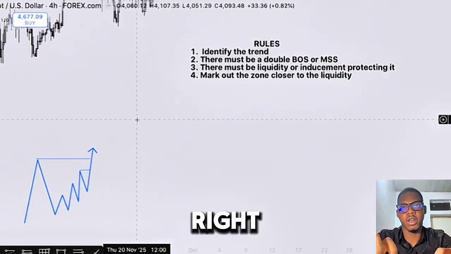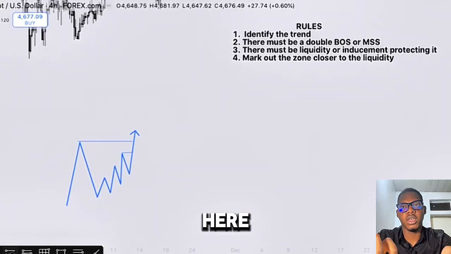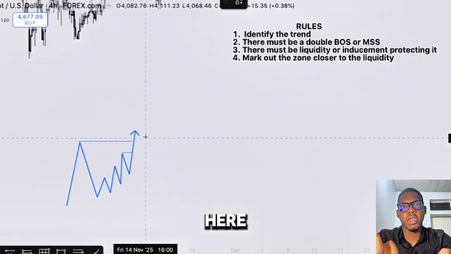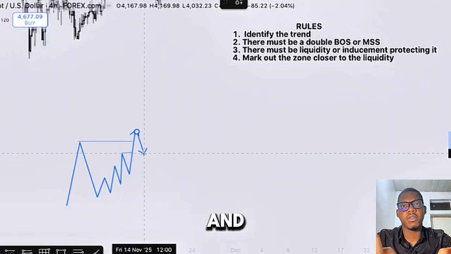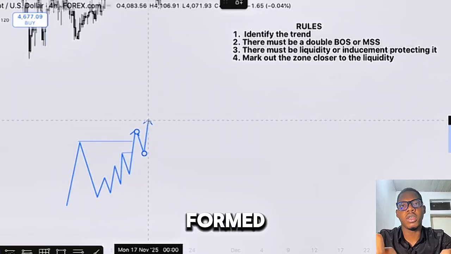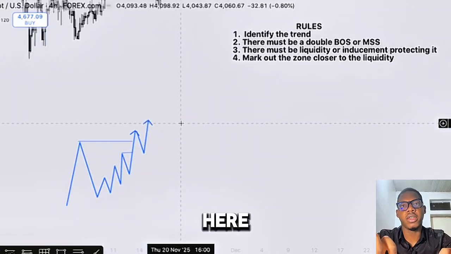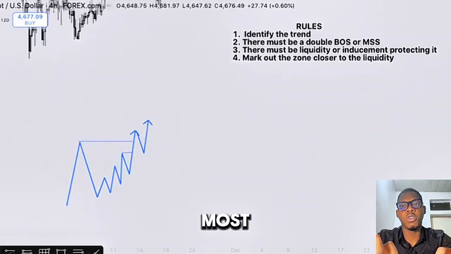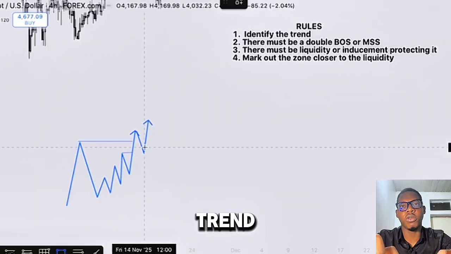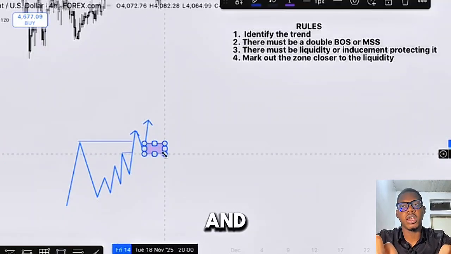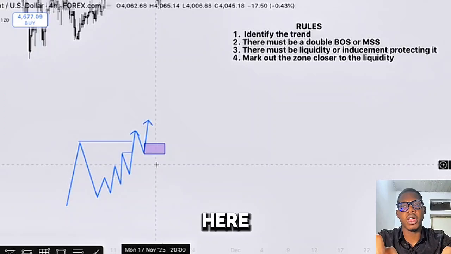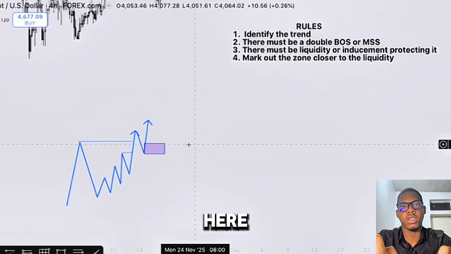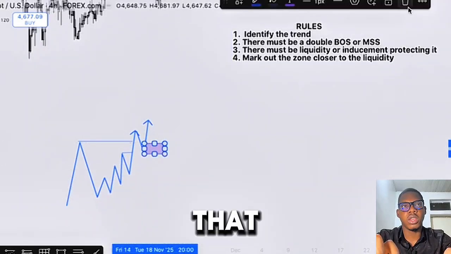Now, let's use this, right? So you can see here, this is a double break of structure right here. So price came here and pulled back, right? And formed this high here. So this area now, you can see most people will come here and say, okay, because it's an uptrend, you'll come into this level right here and come to buy. I see that price will now come here and take them out right here and use either of these zones here. So that is that.